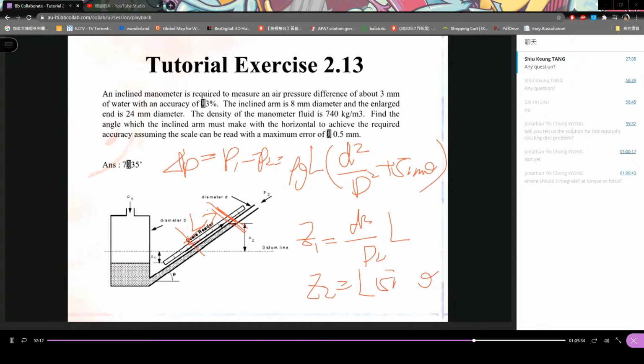So next, you are required to find out the inclination theta so that this device can measure 3 mm water pressure. Now 3 mm water is again a pressure unit, right? And the accuracy is 3%. And the accuracy of reading L is 0.5 millimeter. So it means that a change of 0.5 millimeter is equivalent to 3% of 3 mm water.